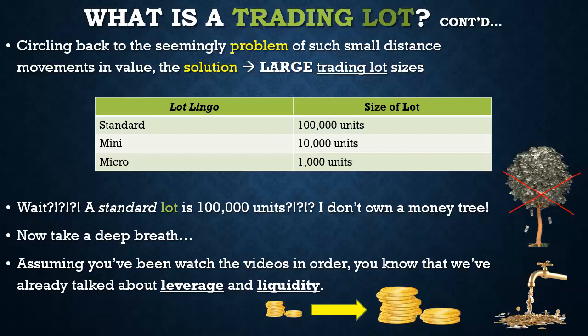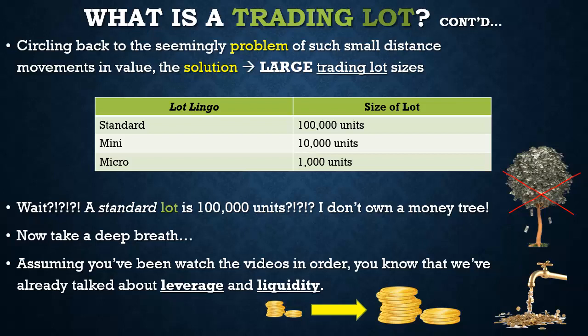So in terms of some of the standard lot sizes that you're going to see out there, a standard lot is going to be 100,000 units. Mini lot, 10,000 units. Micro lot, 1,000 units. You're very well probably thinking, wait, what? A normal standard lot is 100,000 units? I do not own a money tree. Neither do I, but take a breath.